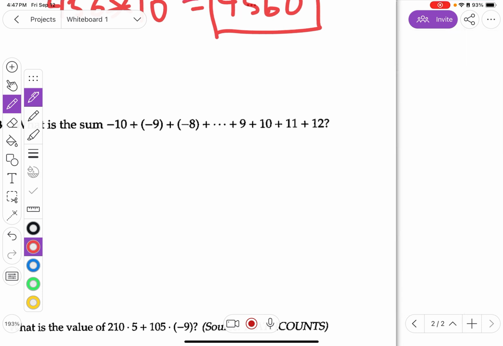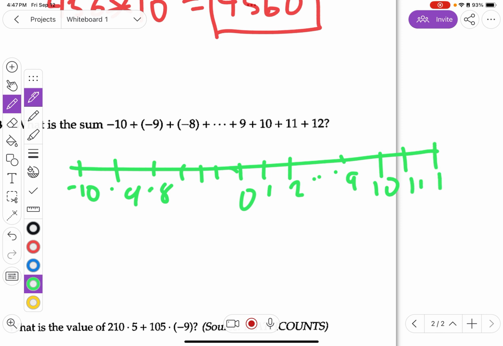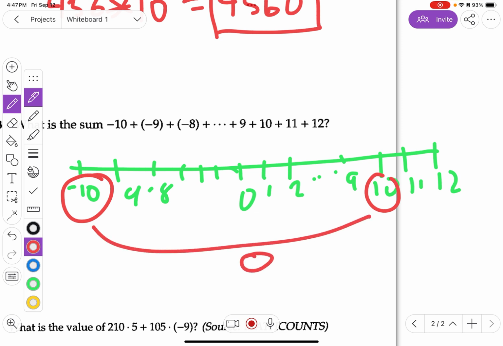Okay, so this one I suggest maybe draw a number line for it. So we draw this number line and we say minus 10, minus 9, minus 8, go all the way down to 0, and then you go 1, 2, 3, all the way up to 9, 10. So everything in between, 10, 11, 12. So again, you could add these all up, but if you look and say, well, I have a minus 10 and a 10, and I put those two together and it's 0.